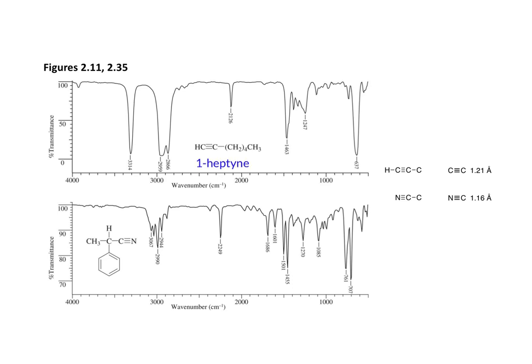Terminal alkynes will show a weak carbon-carbon triple bond stretching frequency around 2100 wave numbers. Carbon-nitrogen triple bonds of nitriles tend to give a weak absorption around 2250 wave numbers.